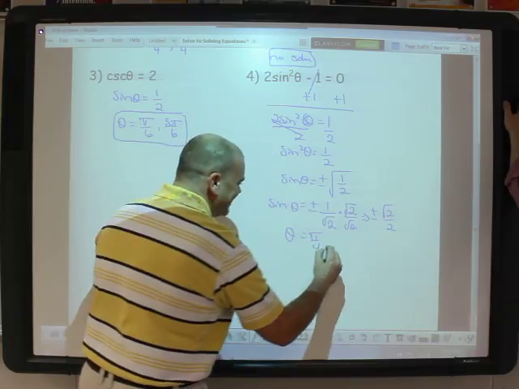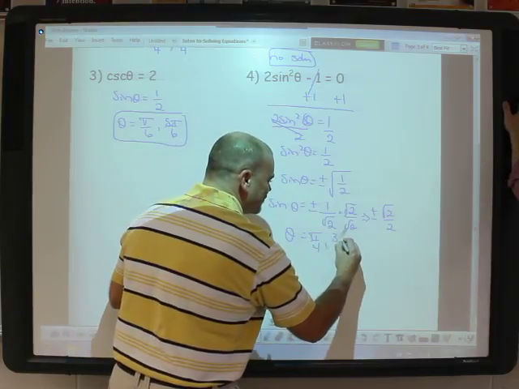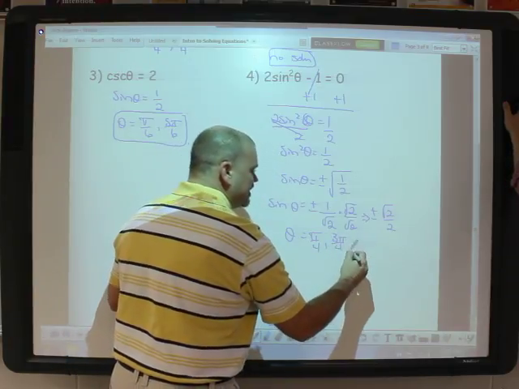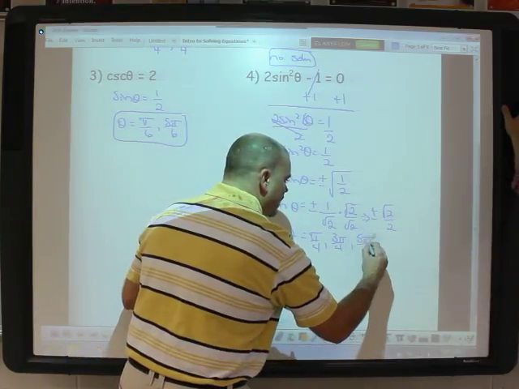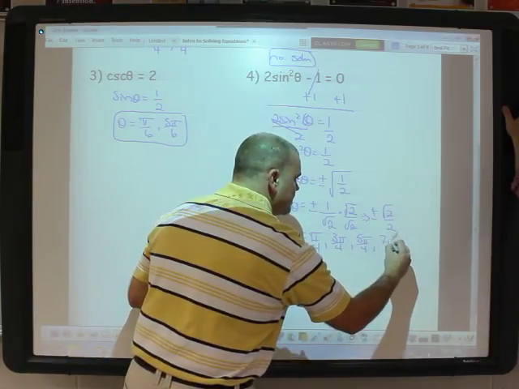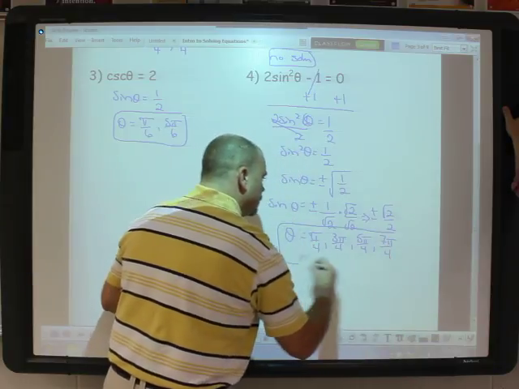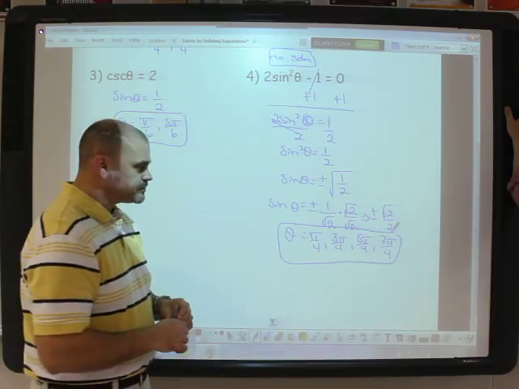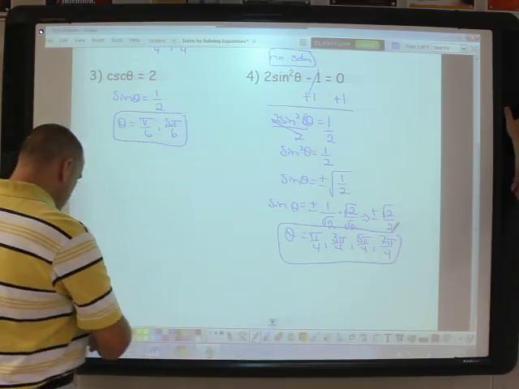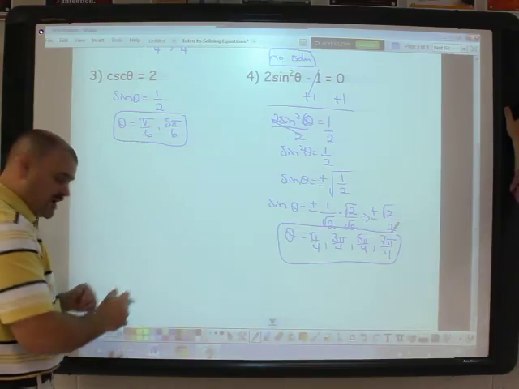Pi over 4, and obviously they're at 3 pi over 4. And then we hit the negatives, in the third and fourth quadrant. That's right, which is 5 pi over 4 and 7 pi over 4. So if you look, guys, there are 4 answers because it's plus or minus, positive and negative answers for that. All right, so that's how those are worked out.